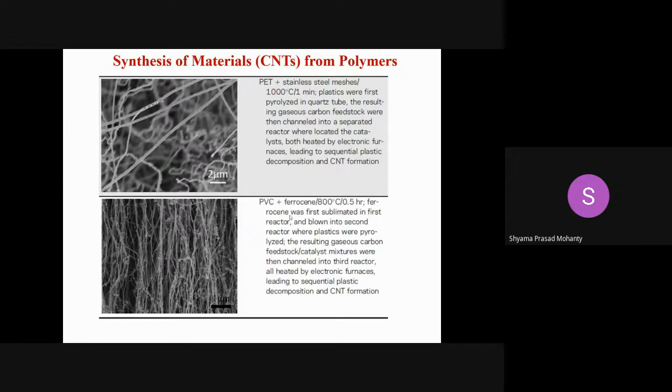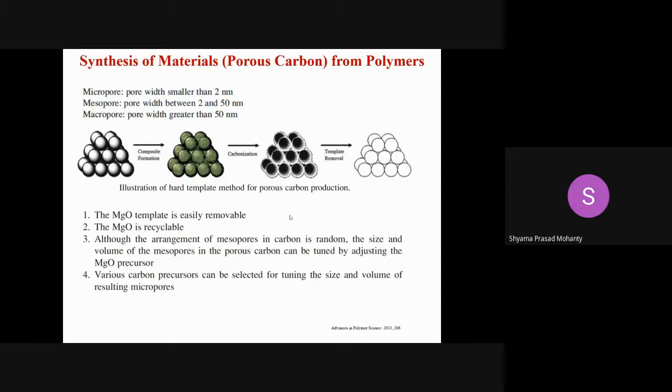So it's not only tubes; one can also generate porous carbon. If you are talking about porosity, we can have three different types of pores. One is termed micropore, where the pore width is less than 2 nanometers. From 2 nanometers to 50 nanometers, it is mesoporous, and if the pore width is beyond 50 nanometers, then it is a macroporous material.